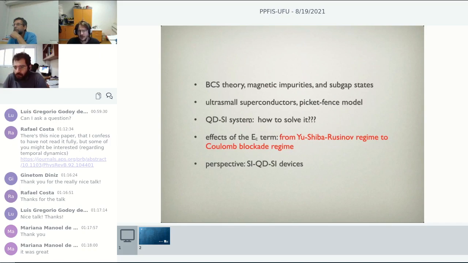And then I will describe the most important physical effects that we were able to find in these devices. And then just briefly before I finish, I will give a short perspective on more complex devices where a quantum dot is coupled to two superconducting regions. And this has some interesting implications for being able to study the two-channel version of the Kondo systems.